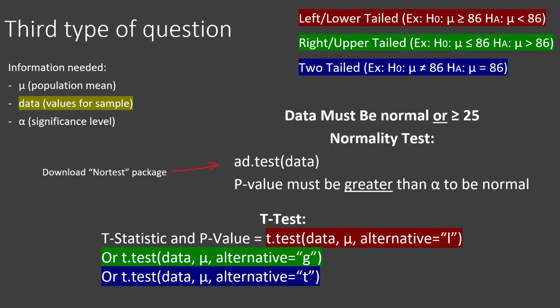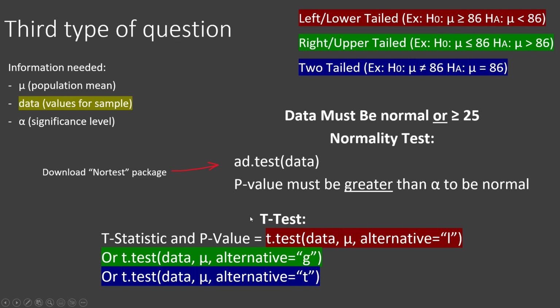Now your third type of question is identical to the second. It's just this one uses data. So occasionally they might give you no data and just give you the sample standard deviation, right? But other times they might just give you the data and you'd have to find those things, like sample standard deviation yourself, right? And so for this, you still use the t-tests. However, it'll be a bit different, right?